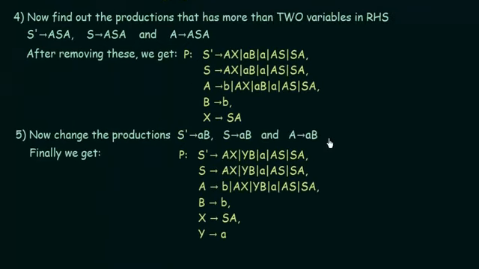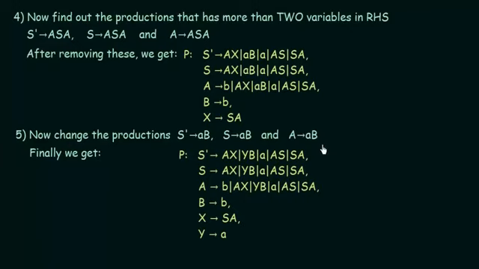In the next step we have to change the productions S' gives aB, S gives aB, and A gives aB. And why is that? That is because these productions also violate the rule of Chomsky normal form, because in Chomsky normal form, in the right hand side, you are not allowed to have one terminal symbol and a variable together. So in order to remove this, let's see what we need to do. If you want to see where these are, you can see this: S' gives aB, S gives aB, A gives aB. These are the three things that I'm talking about.